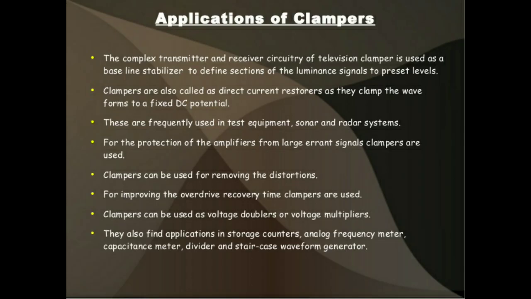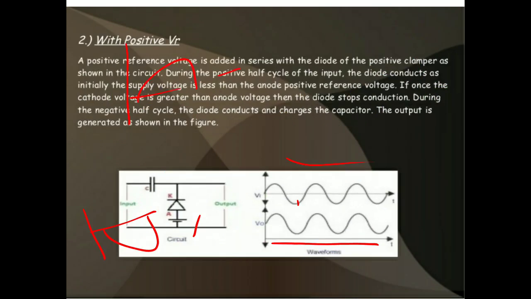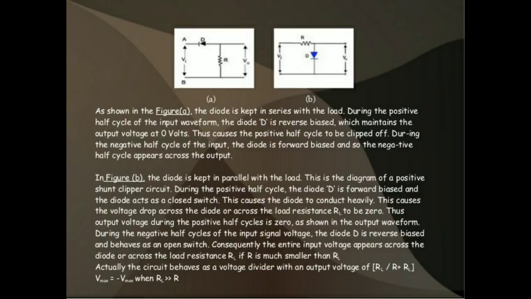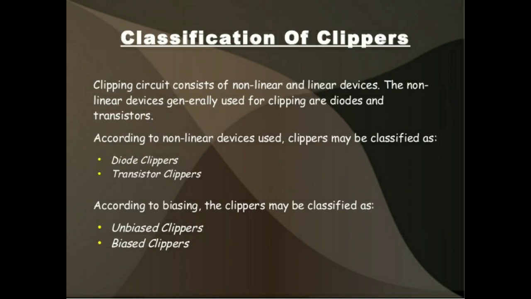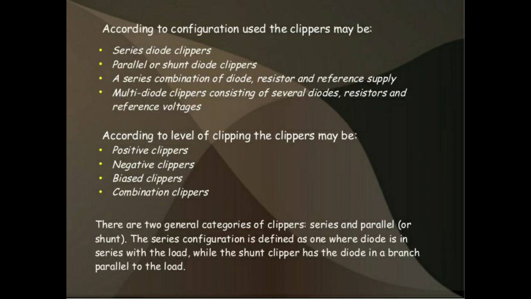The clippers are classified into different types. Clippers can be classified according to the linear devices, diode clippers and transistor clippers. According to biasing, unbiased clippers and biased clippers. According to configuration, series diode clipper, shunt clipper and multi-diode clippers. According to level of clipping, positive clippers, negative clippers, biased clippers and combination clippers.